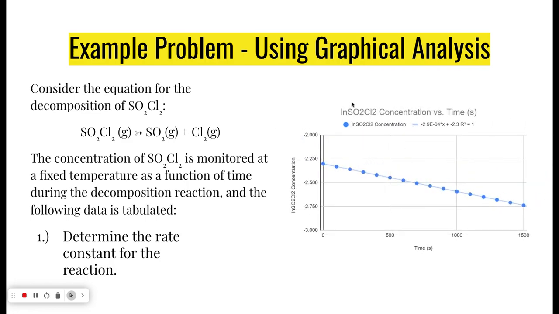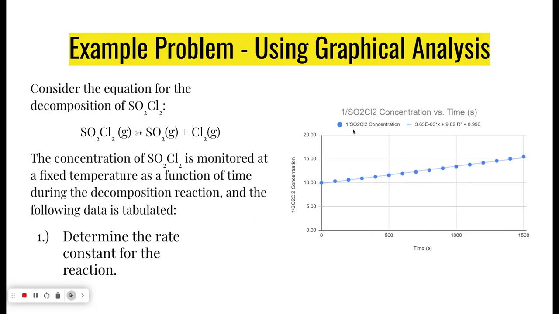Okay, so this is us graphing the natural log of SO2Cl2 concentration versus time. You'll notice that I know it's the first order integrated rate law because it's the natural log version of it. You guys can see our new line is given to us here. The R² value, or the correlation coefficient, is in fact 1. So this reaction, I can tell you right off the bat, is first order. However, we'll prove it to you by graphing the next graph, which is 1 over the concentration of SO2Cl2.